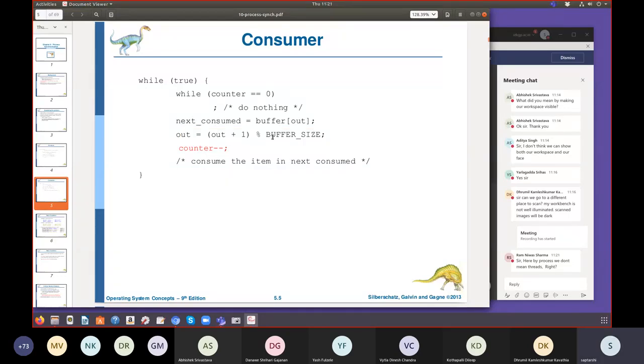So we discussed this, that we are treating this buffer like a circular queue, and therefore this modulo buffer size and so on. So out is that pointer which says from where should the consumer read the next item, right? And then the consumer does counter minus minus. Okay. So this counter variable is shared between the producer and the consumer. So producer is incrementing it and consumer is reducing it or decrementing it.